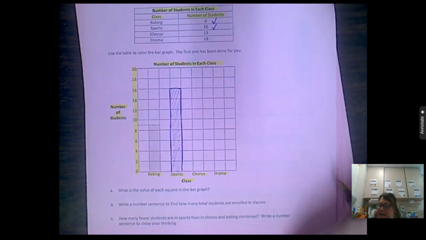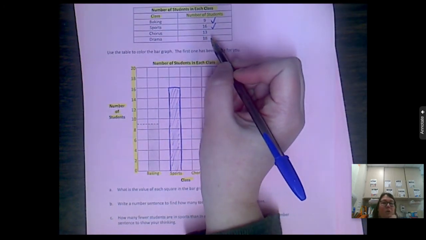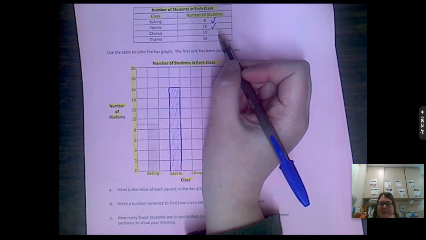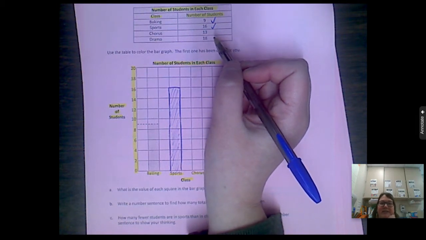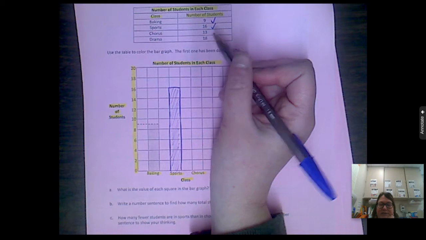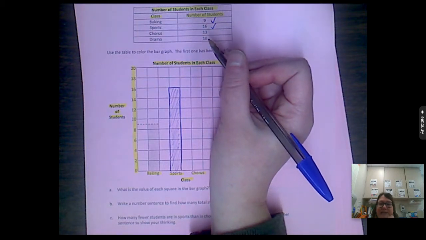And the next class is chorus. Do you know what chorus is? So chorus is like a big group of kids that are singing together. Okay, pretty fun. So chorus has 13 kids.